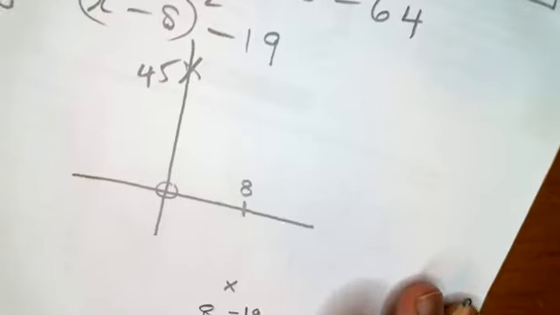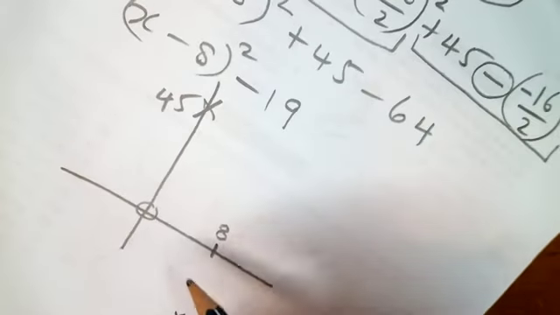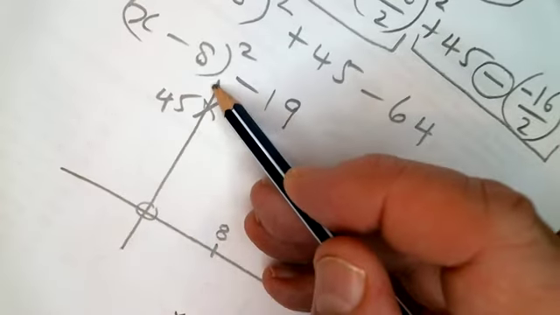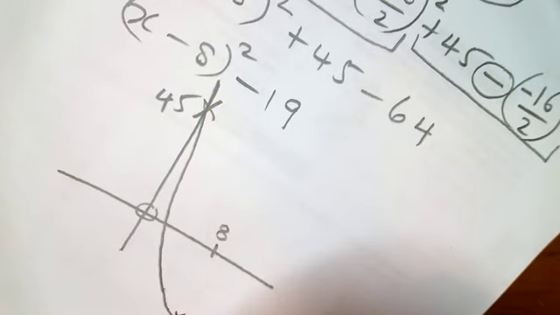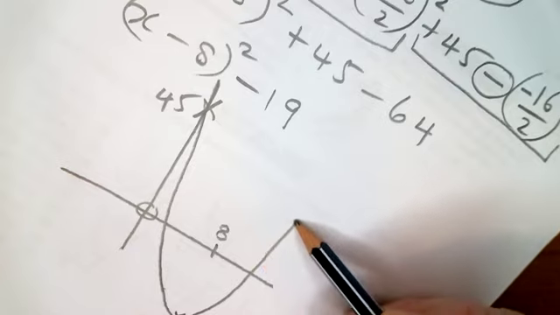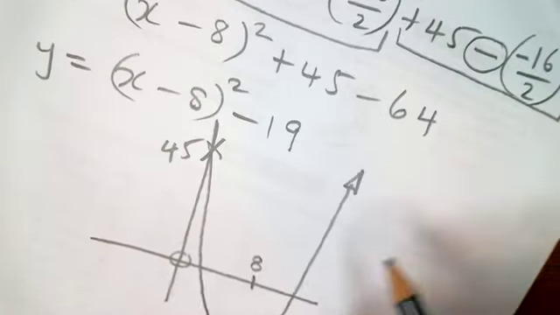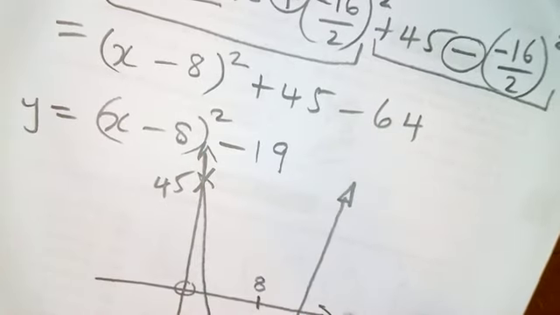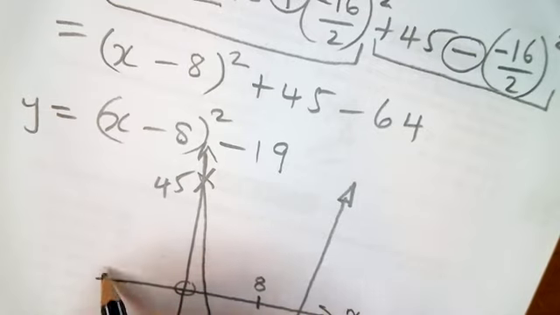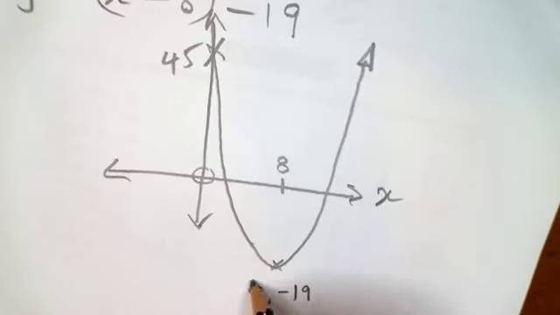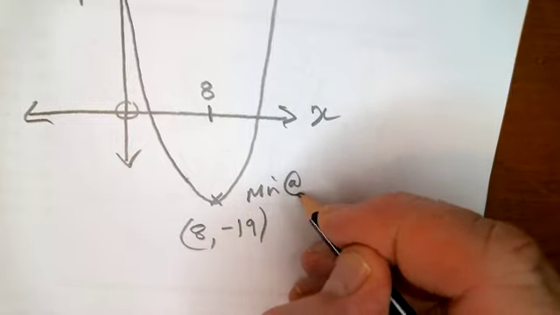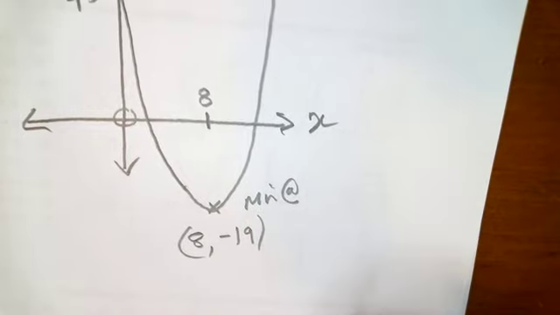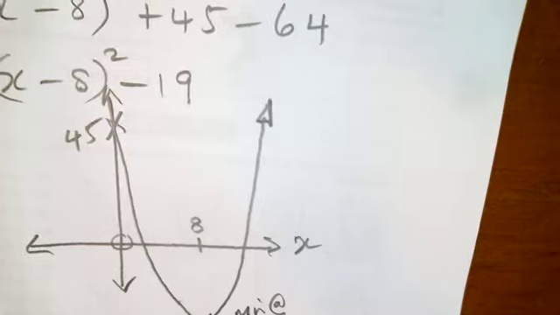So it's all a bit dodgy, really. You can see it's not to scale at all. But it's going to look something like this. It's going to come down here, it's going to turn around here, and it's going to head back up like that. So you've got your x and your y, you've got x values and so on, and you've got your coordinate here. So you want to say this is a minimum at 8, negative 19.